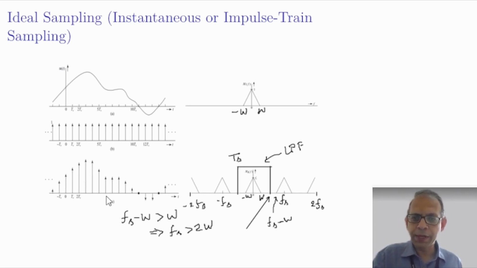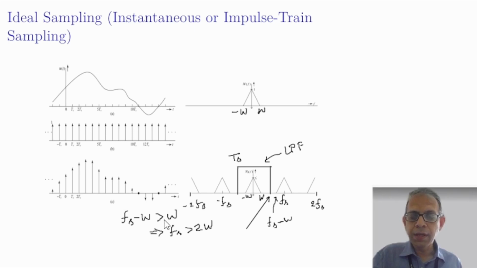In frequency domain, this process of sampling results in generation of infinite copies of the original spectrum. If the successive copies of the spectrum do not overlap, then it is possible to recover the original spectrum by using a low-pass filter, or by using an ideal low-pass filter if the successive copies just coincide. That is when fs minus w is equal to w, that is fs equal to 2w.